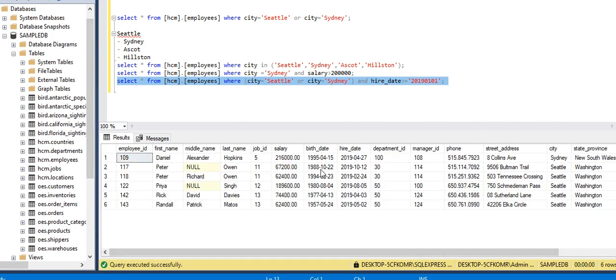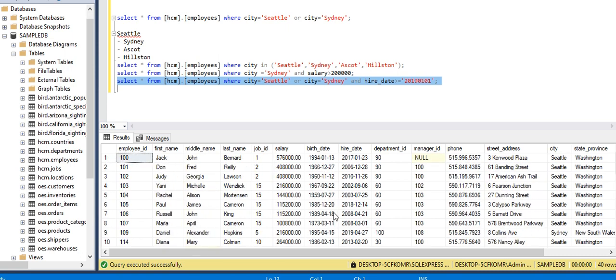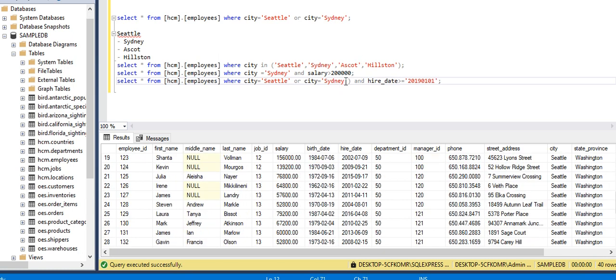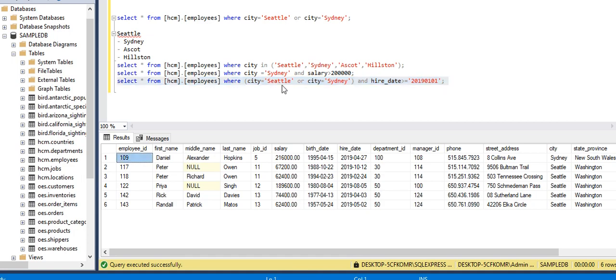F5. See, hire date after 2019 January 1st. These 6 employees we will get from Seattle and Sydney. If you remove these brackets, you will get more combinations. We all discussed about this bracket, order of precedence, you will get more combinations. It did not apply the condition, only this condition. See, hire dates here are also 2015, so many hire dates are there. So we want only this, so like this we have to put in brackets.